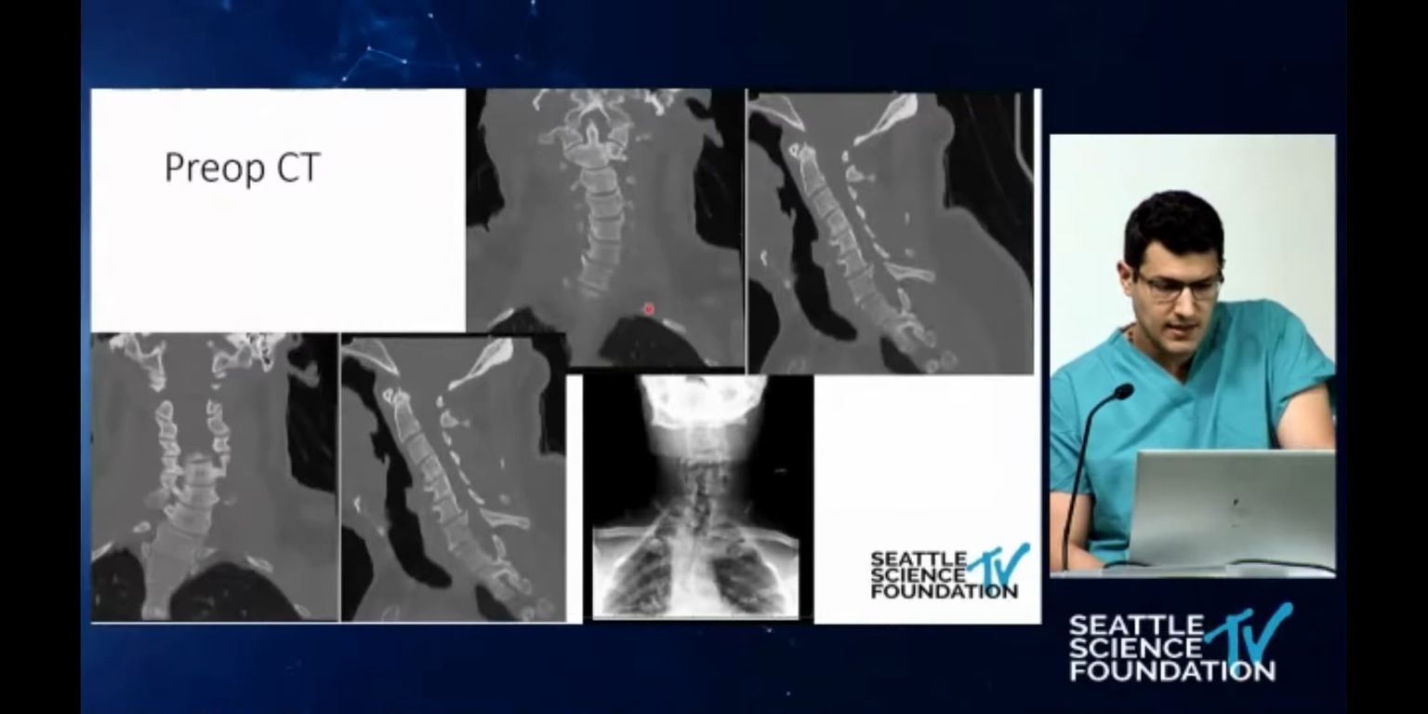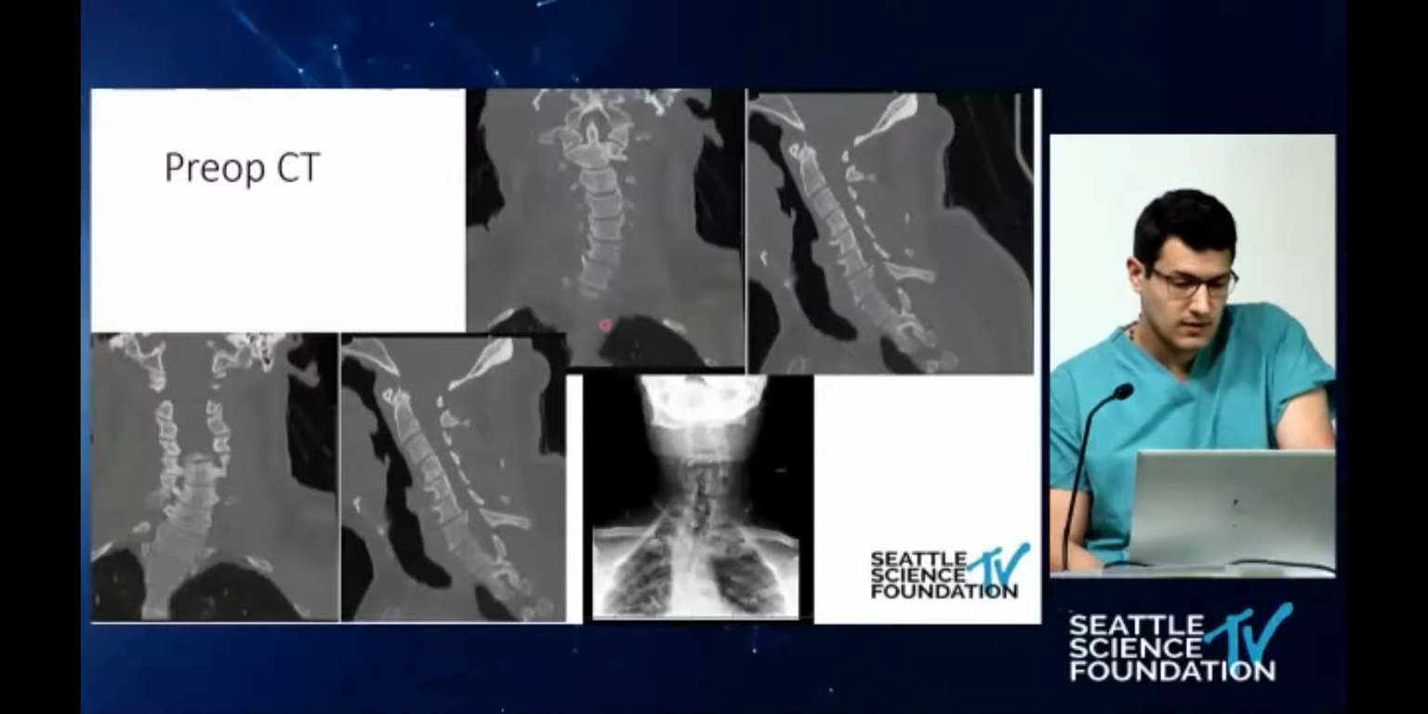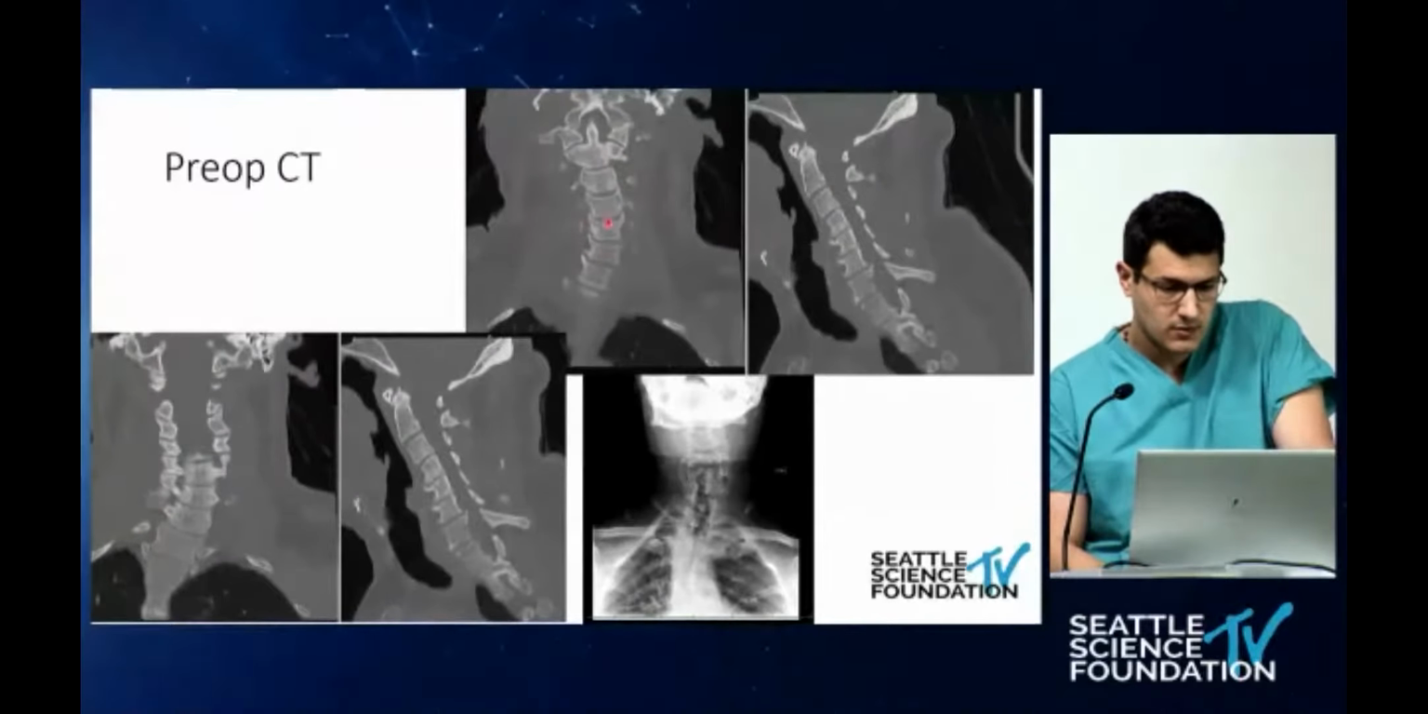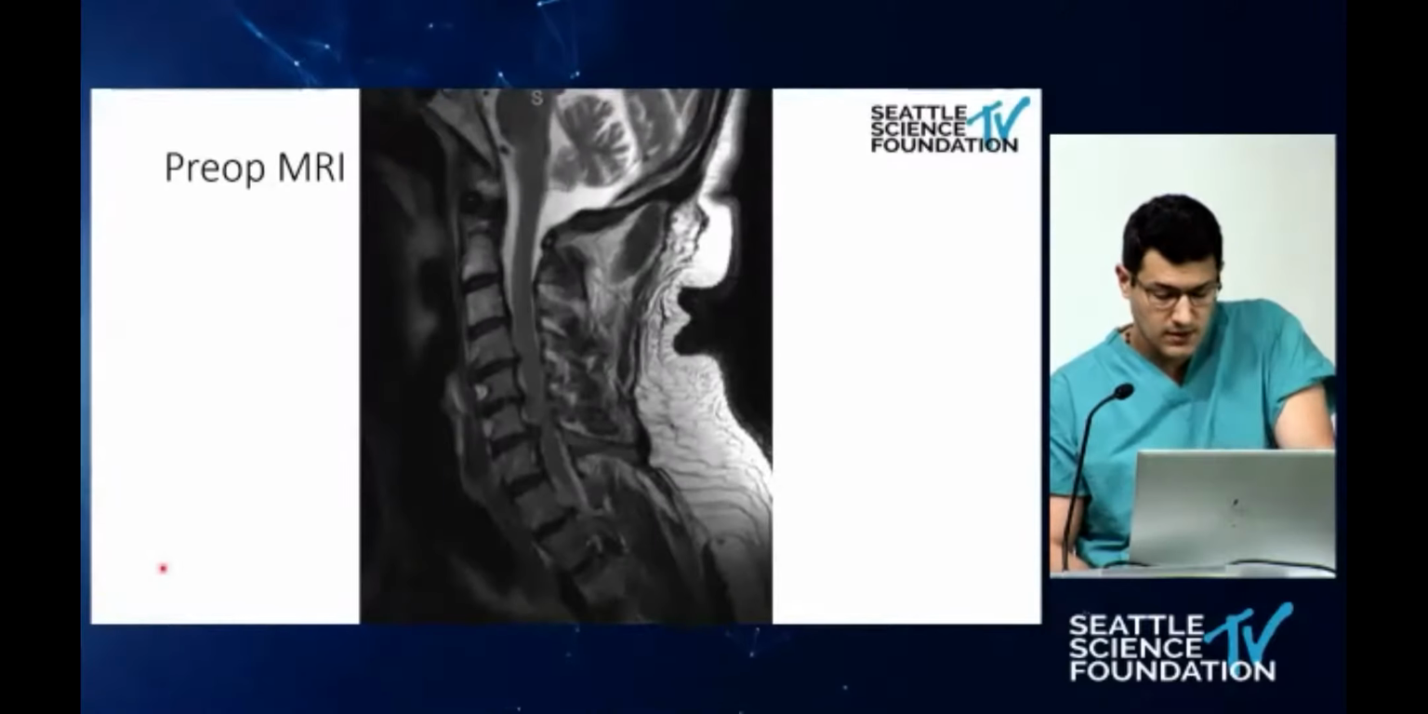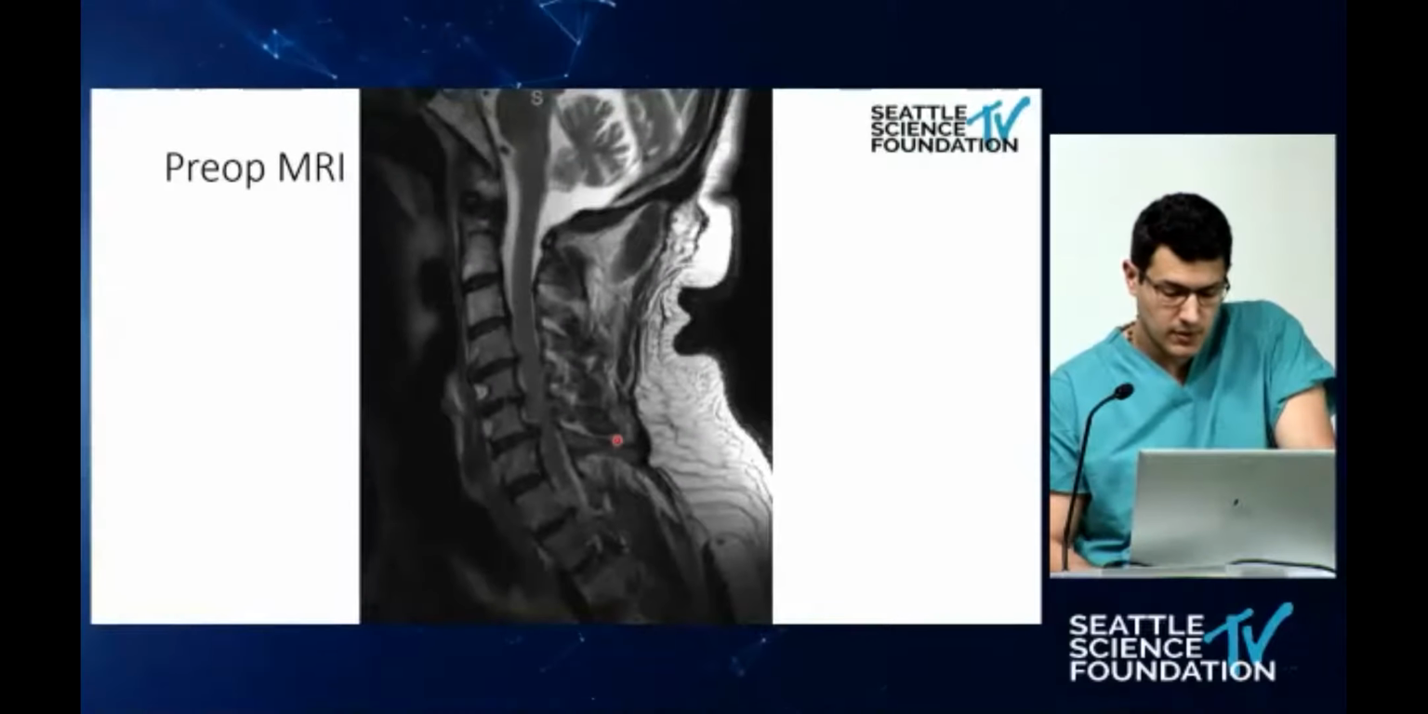Those are the CT scan of the patient. There is a marked shift over the left side. And there is coronal imbalance over the cervical and the cervicothoracic junction. This is his pre-op MRI, multiple disc disease over the cervicothoracic area, mainly the lower cervical area.